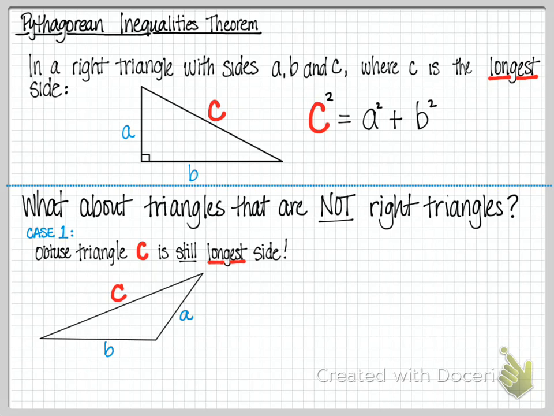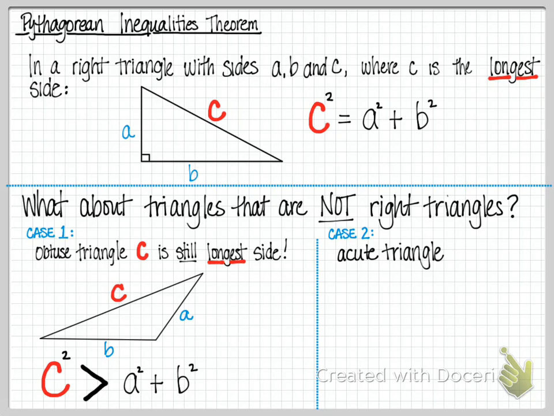Well, when we have C as the longest side, the following is true. That C squared, the longest side squared, will be greater than the sum of the squares of the other two sides.